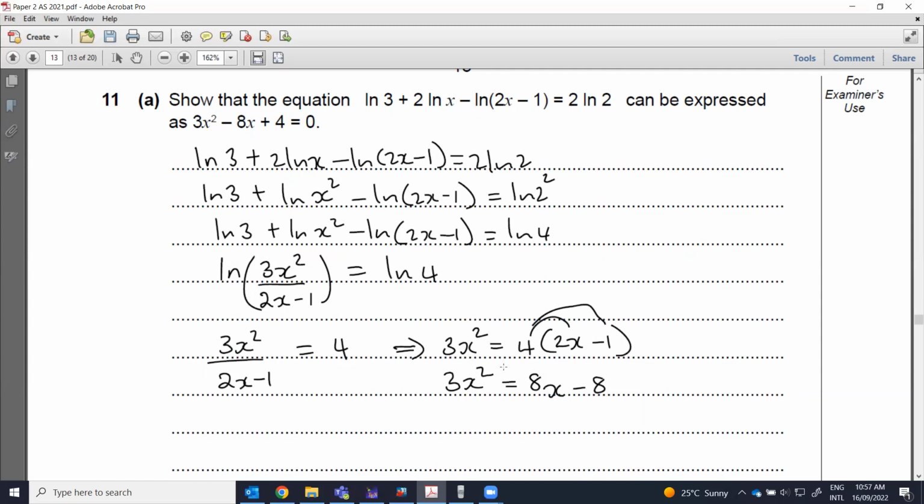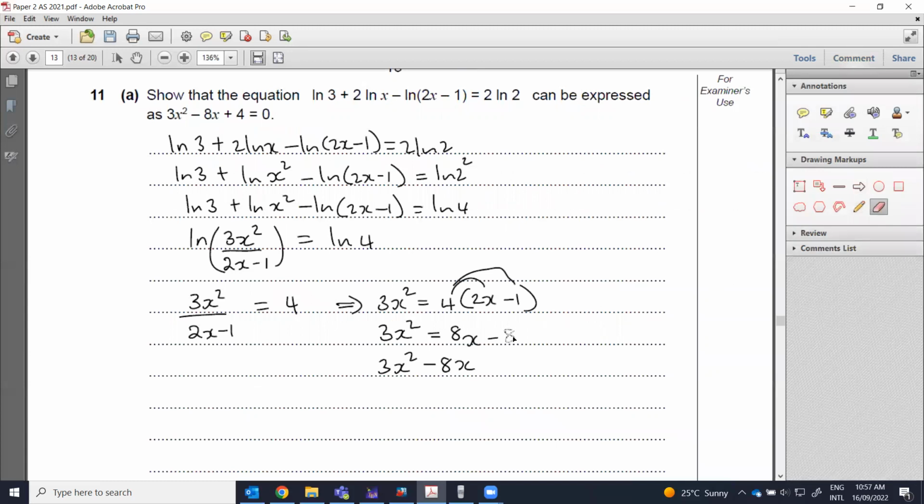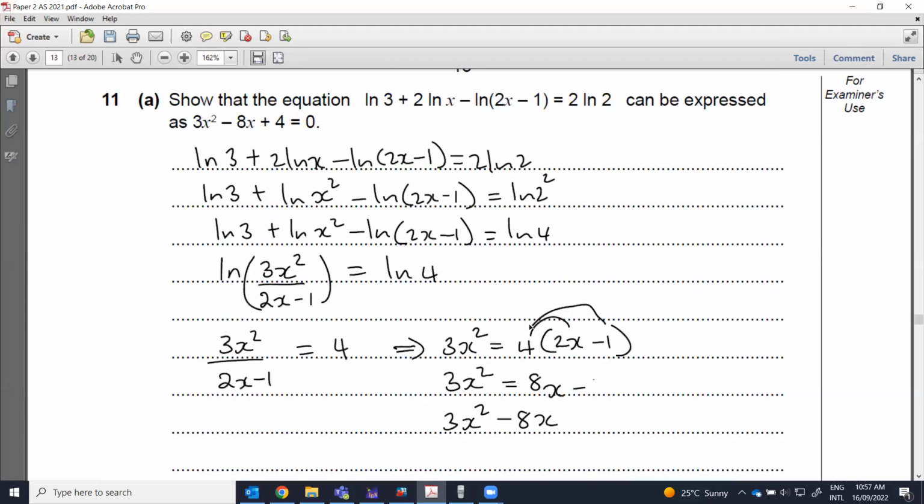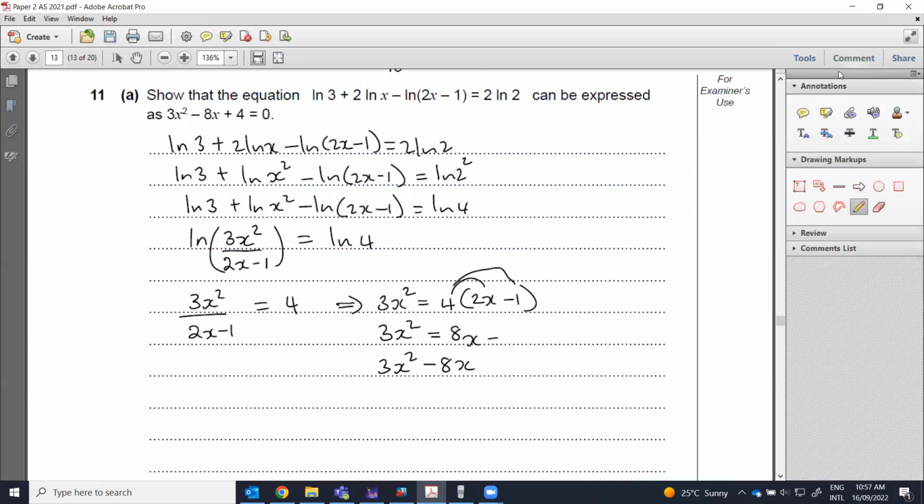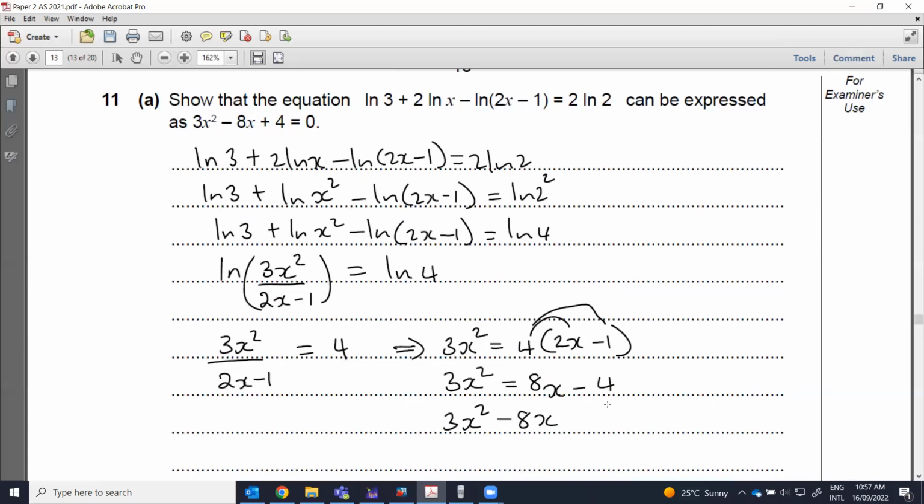And then we want everything on the left, 0 on the right. So we have 3x squared. This one goes to the other side. You get minus 8x. Sorry, here I don't know why I put 8. It should be a 4. Okay, so it's 4 times minus 1. So this is a 4. And when it goes to this side, you get positive 4. This is equal to 0. And that is exactly what we wanted to show.